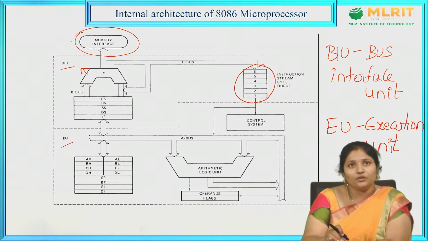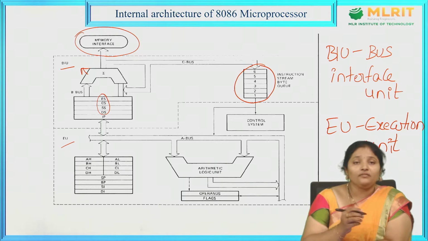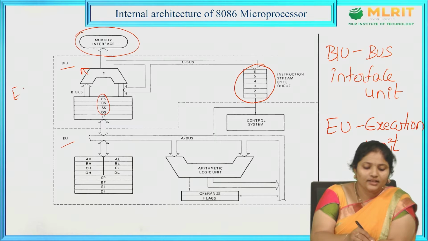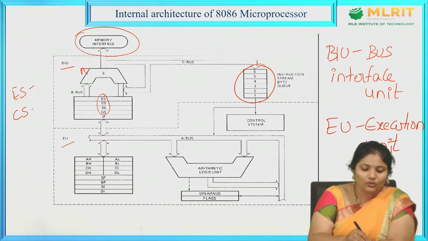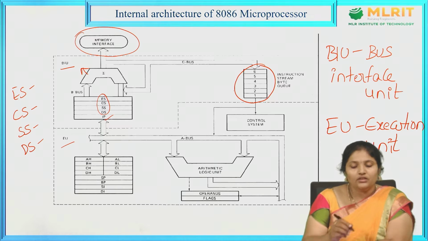BIU is responsible to fetch the instructions or to communicate with the external peripheral devices which are interfaced to the microprocessor. The segment registers are also present in the BIU: ES is extra segment, CS is code segment, SS is stack segment, whereas DS is data segment, which are used to hold the starting address of their respective segments. Here the instruction pointer is used for the offset of the data segment.